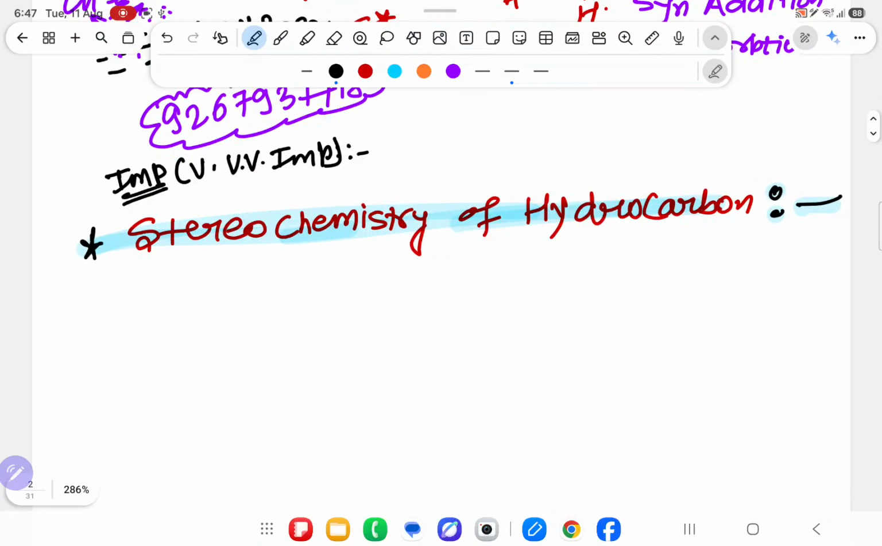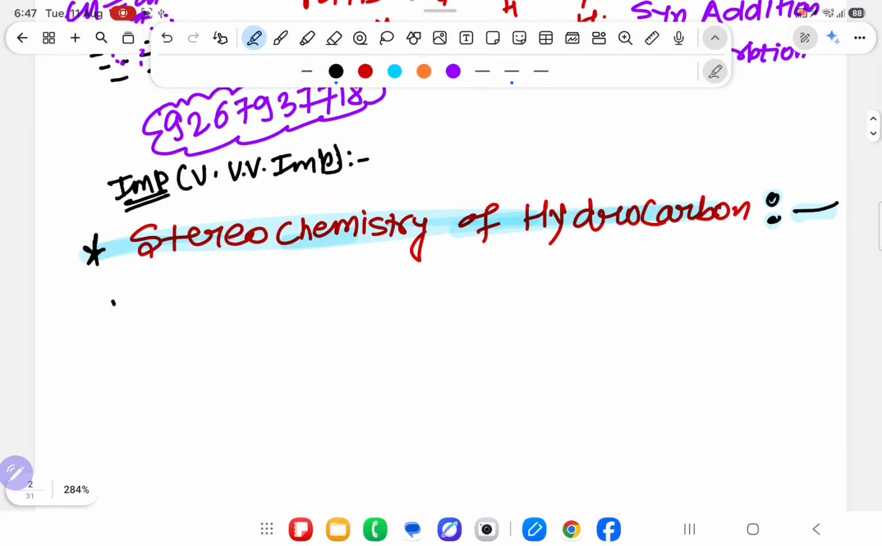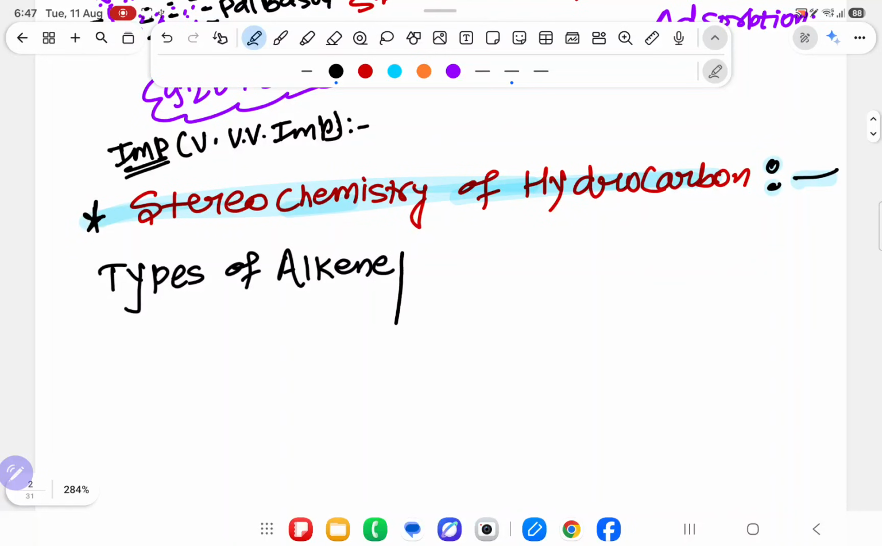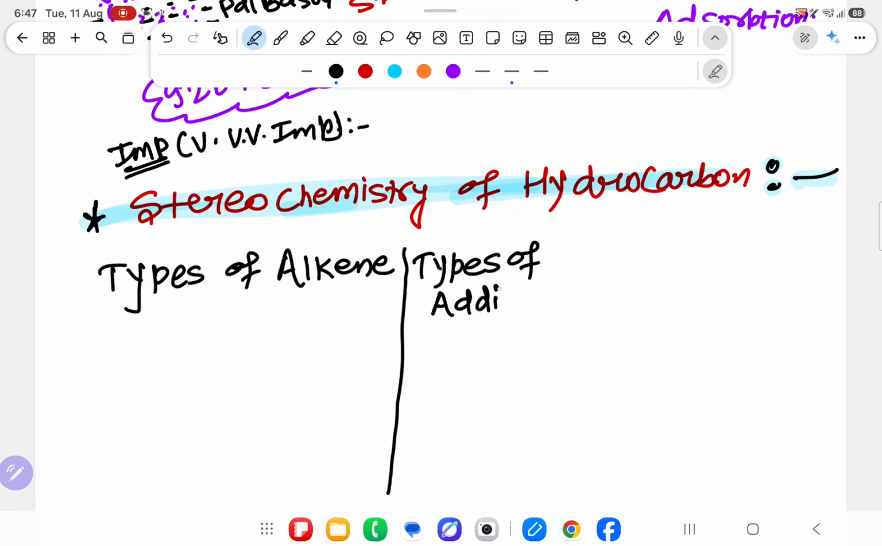What do you mean by that? Just see once, you will understand it. Suppose I write over here types of alkene. After writing types of alkene, I am going to write types of addition, and then I am going to write types of reaction.